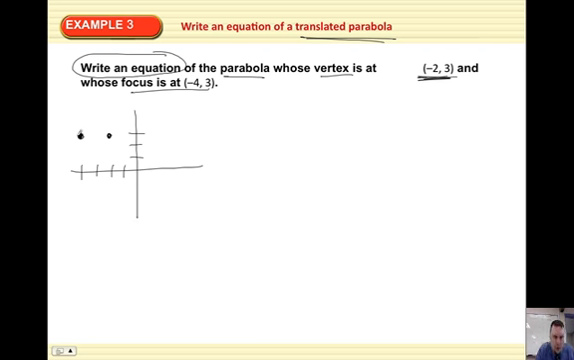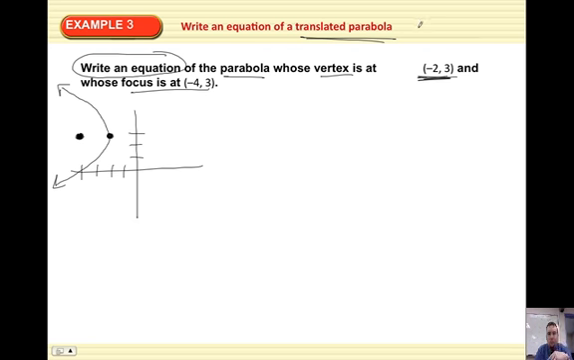Okay, think about this. If that's the focus, and that is the vertex, could it be going this way? No. Could it be going down? No. Look where the focus is. It has to be going this way somehow. Rough sketch. The focus has to be inside. So therefore it's pointing to the left, which tells you something. Tells you the equation to use, right?